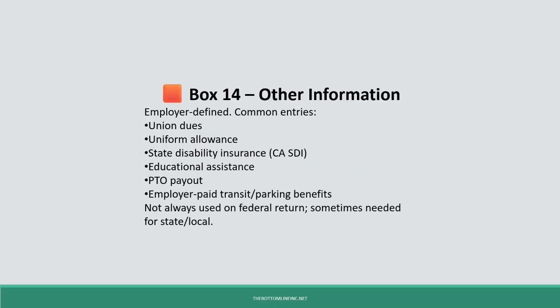So box 14, you're going to see things like union dues, and union dues we can deduct certain places. In Pennsylvania, we can deduct them on the Pennsylvania return. Uniform allowance, not taxable. We'll see state disability insurance, educational assistance, paid time off. If the employer can give you paid transit or parking benefits. So they're not always needed for the federal return, but we're going to use them, like union dues. We would use them on the state return.